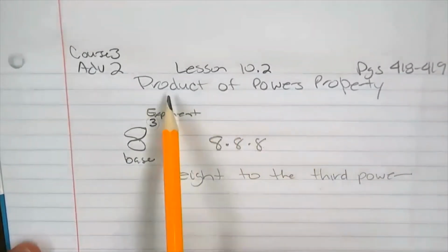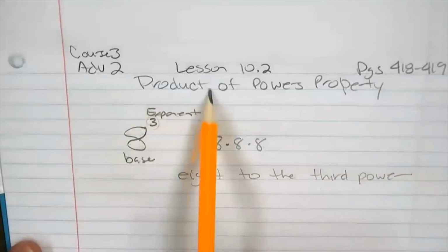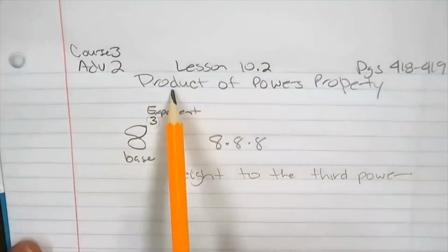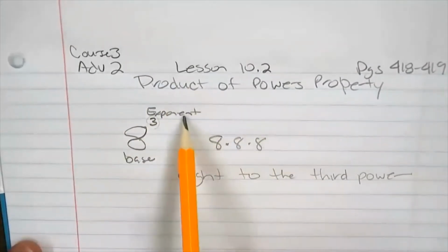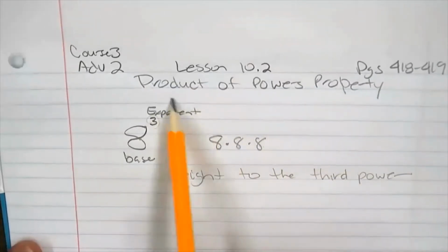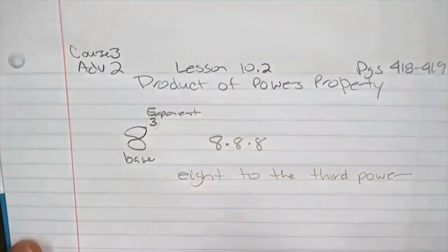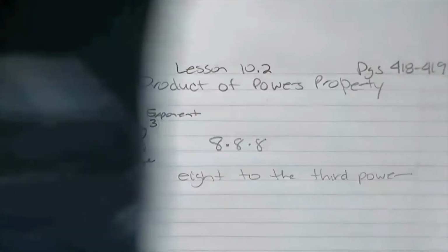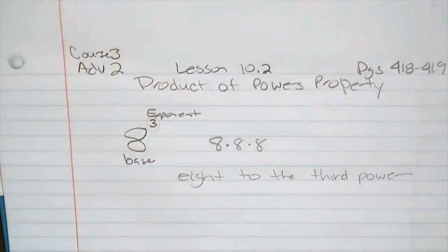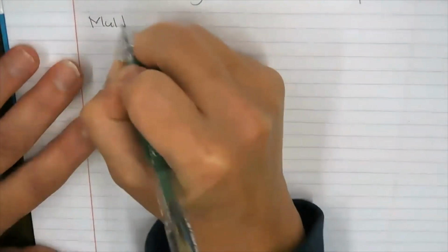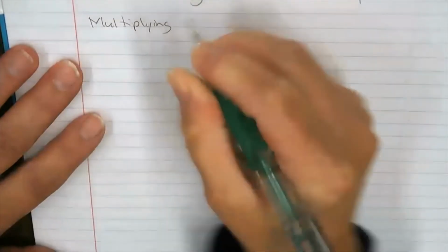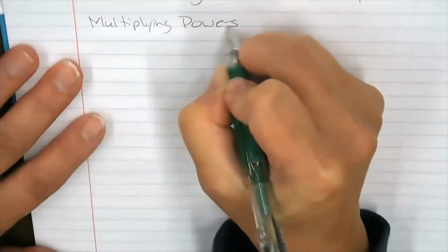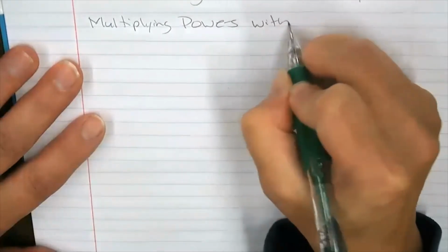So what this is telling us is product of powers property. Product is a multiplication problem of powers, of exponents property. So multiplication of exponents property. That's what we're doing, multiplication of exponents. And there will be 3 situations that we run into. So the first situation we run into is multiplying powers with the same base.